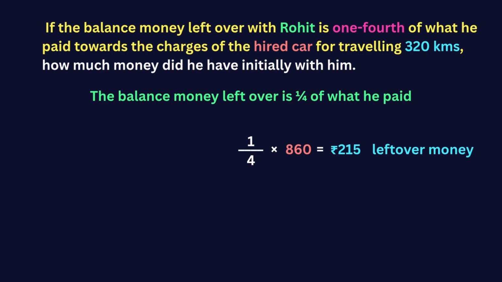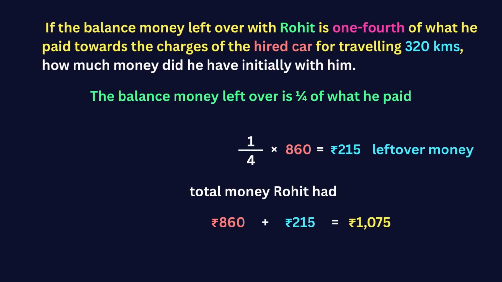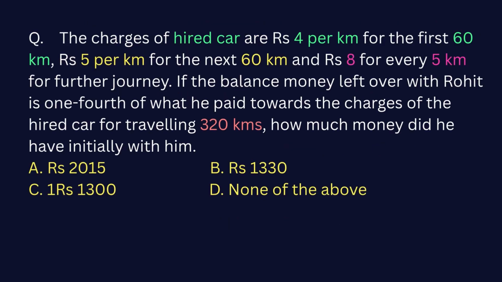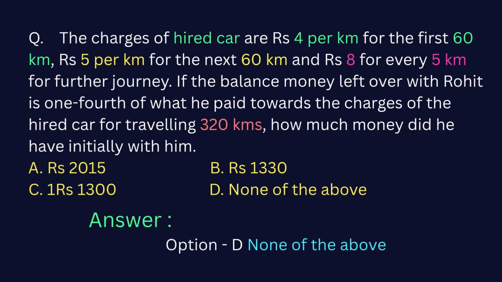So if he paid 860 and had 215 left with him, then the amount he had with him in total, which is 1075 rupees. Now let's check the options. We have option A, no. Option B, also no. Option C, still no. And option D, which is none of the above, which is the correct choice here. So the right answer is option D, which is none of the above.